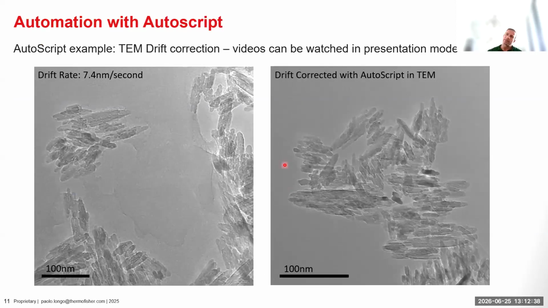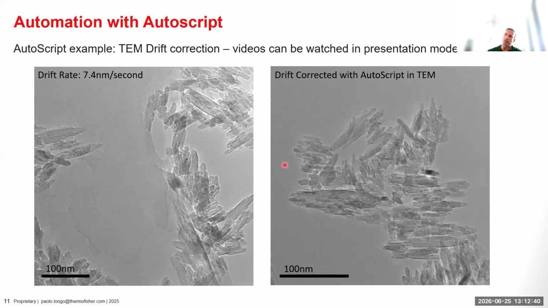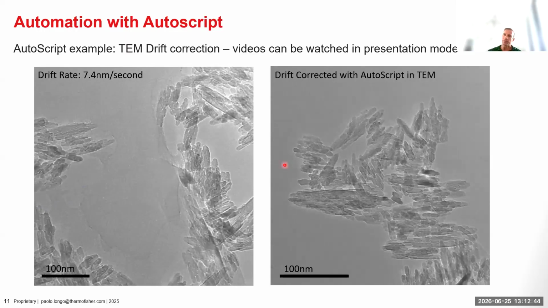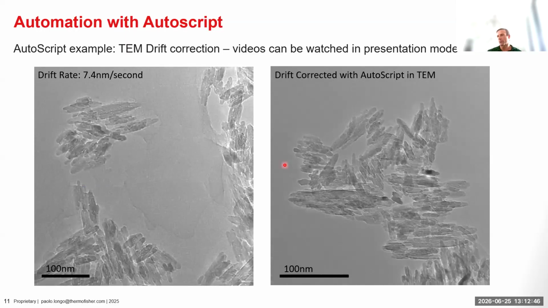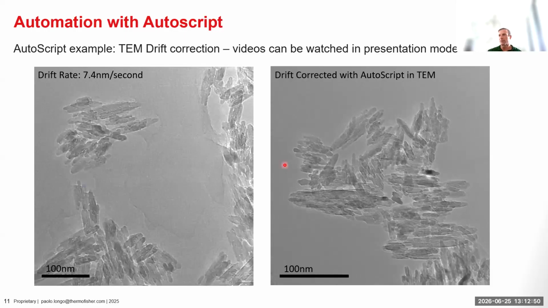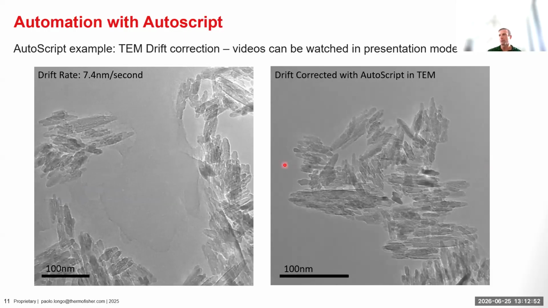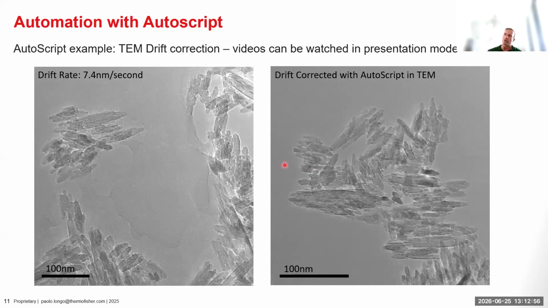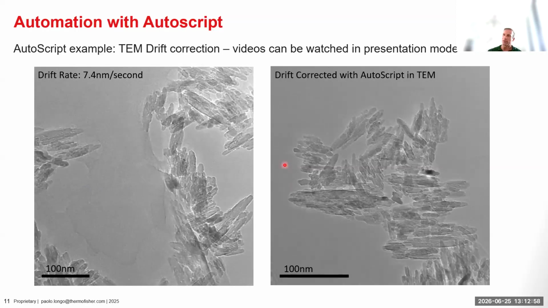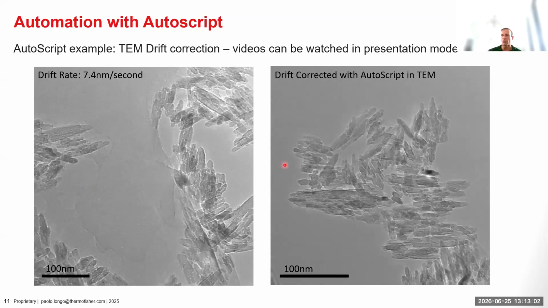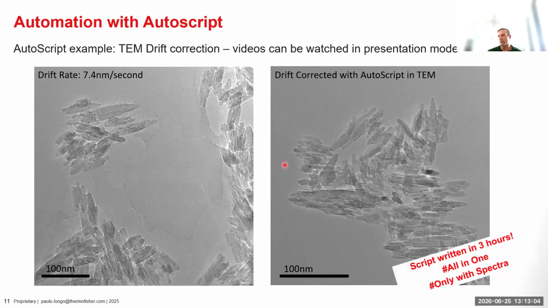So a quick example that I want to show you, this is something that we actually created for marketing purposes some time ago when we started promoting AutoScript. And it was basically a drift correction. Normally, drift is something reproducible, something that you can track in real time and correct in real time. This is something that was done with AutoScript in a matter of 3 hours.